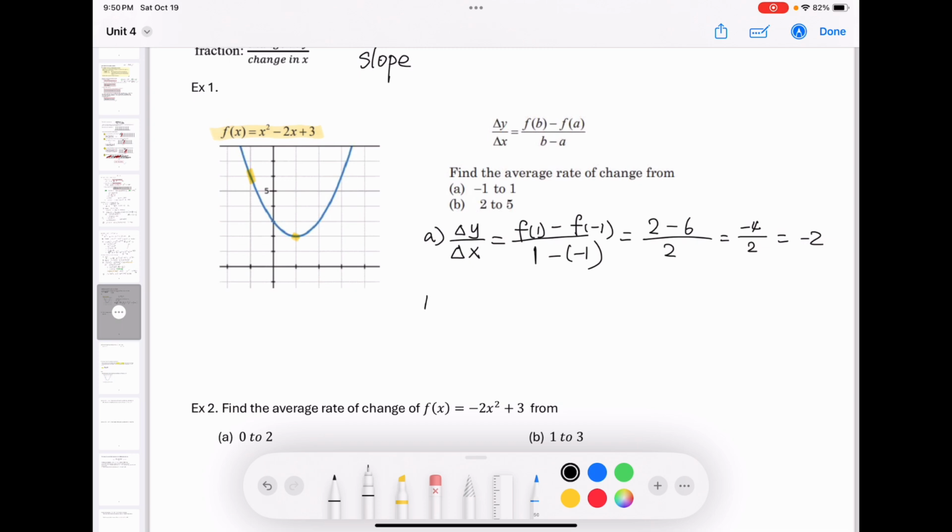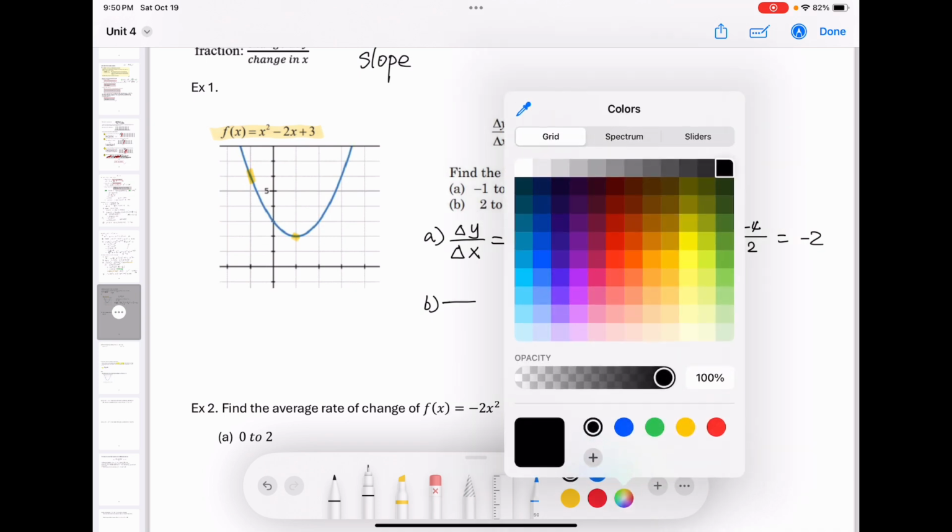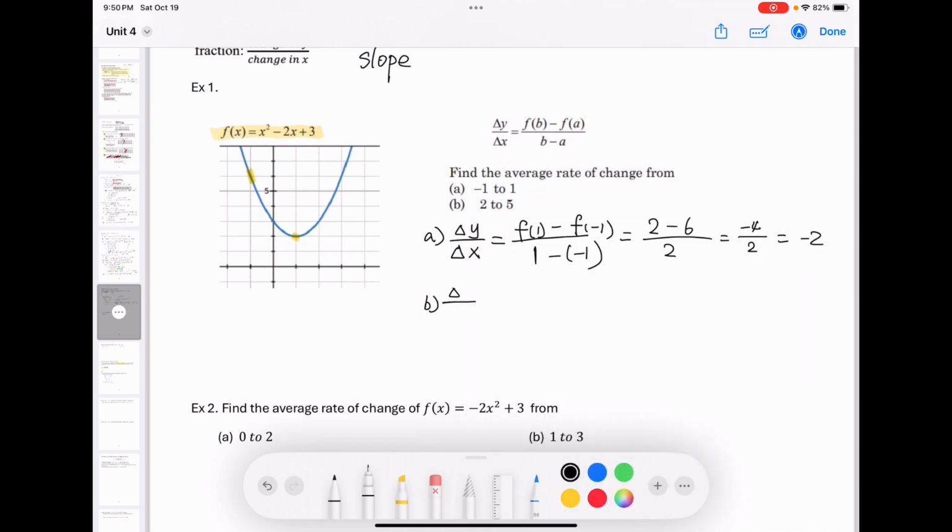And for part B, let's find the average rate of change. Delta y over delta x is equal to changing y. So I'm using f of second x minus f of first x, over second x minus first x. Can you find f of 5's y value? No. 1, 2, 3, 4, 5. I don't know where the y value is from the graph. What should I do? Do we have the function?